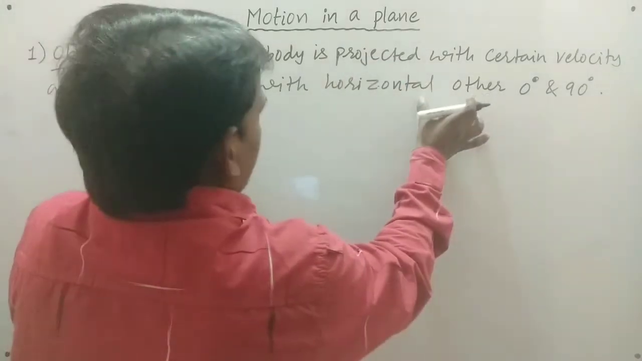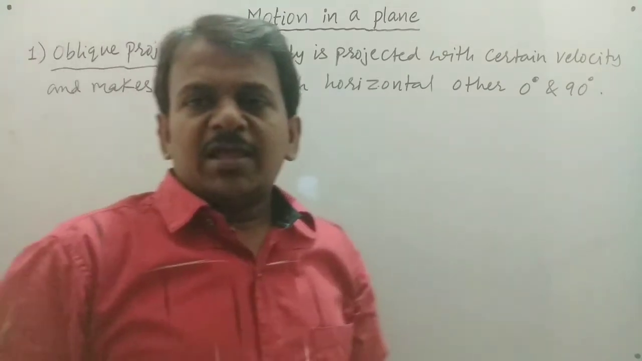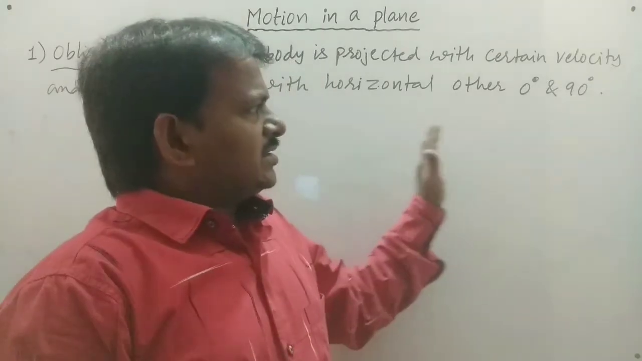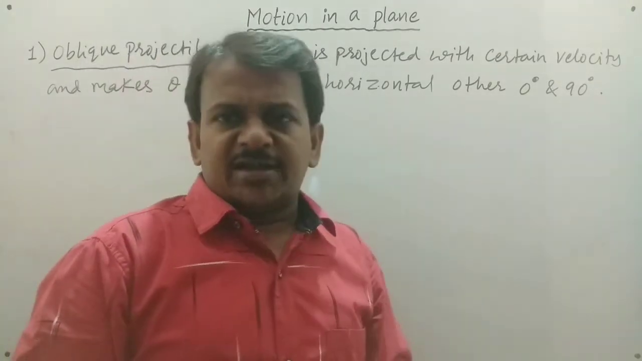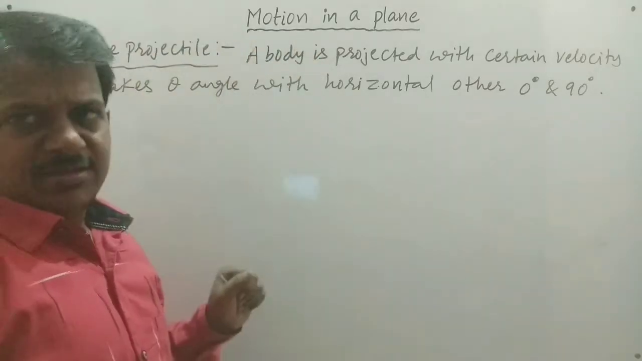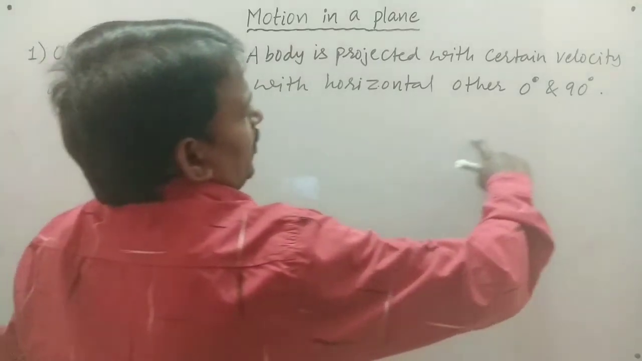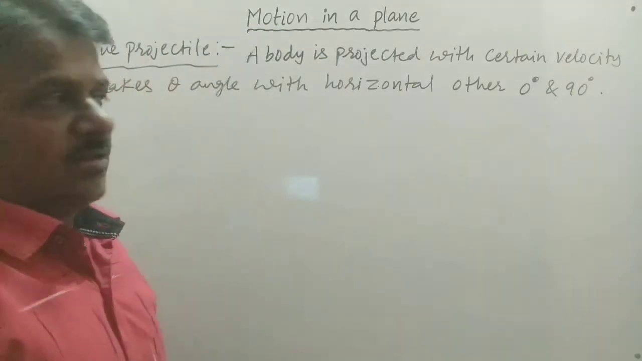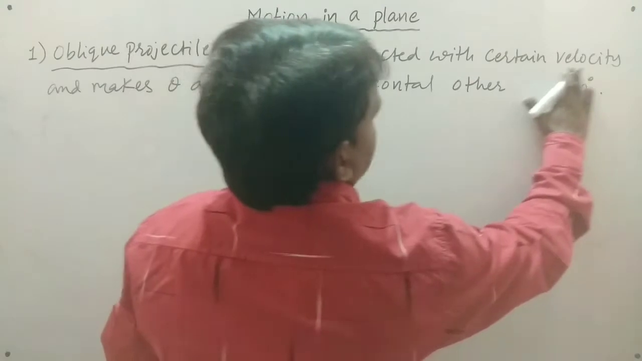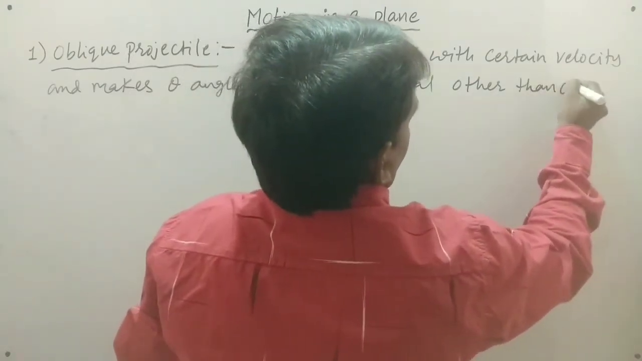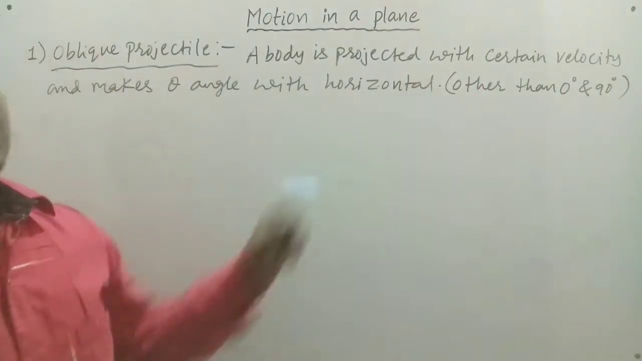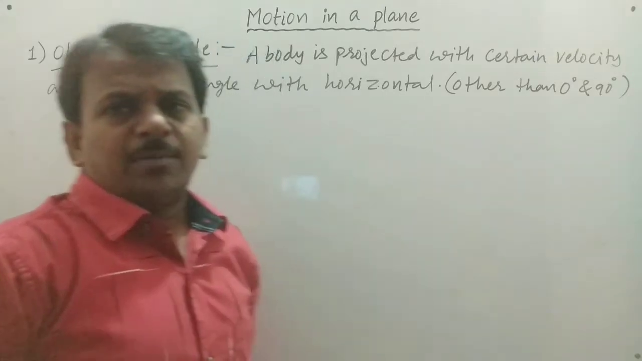Here, to describe this oblique projectile motion, let us consider a plane. Which plane? Let us consider the XY coordinate system, XY plane. In that plane, how does the body travel? The body follows a parabolic path, a curved path, because the body is projected at an angle other than 0 degrees and 90 degrees. So that's why it follows a curved path, a parabolic path.